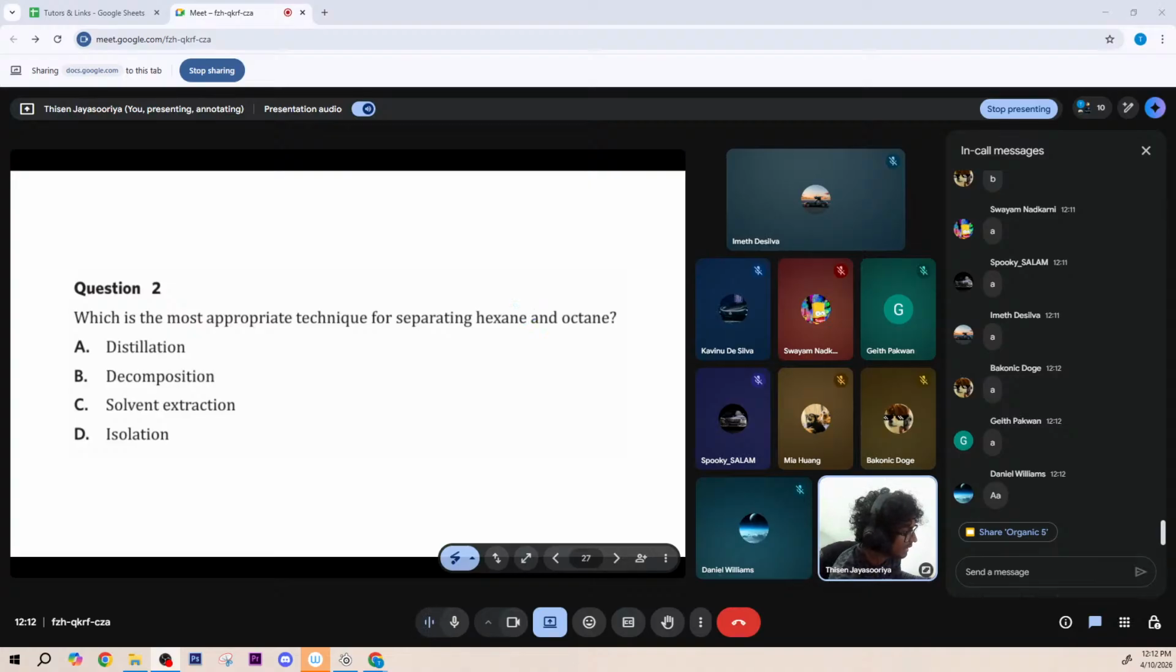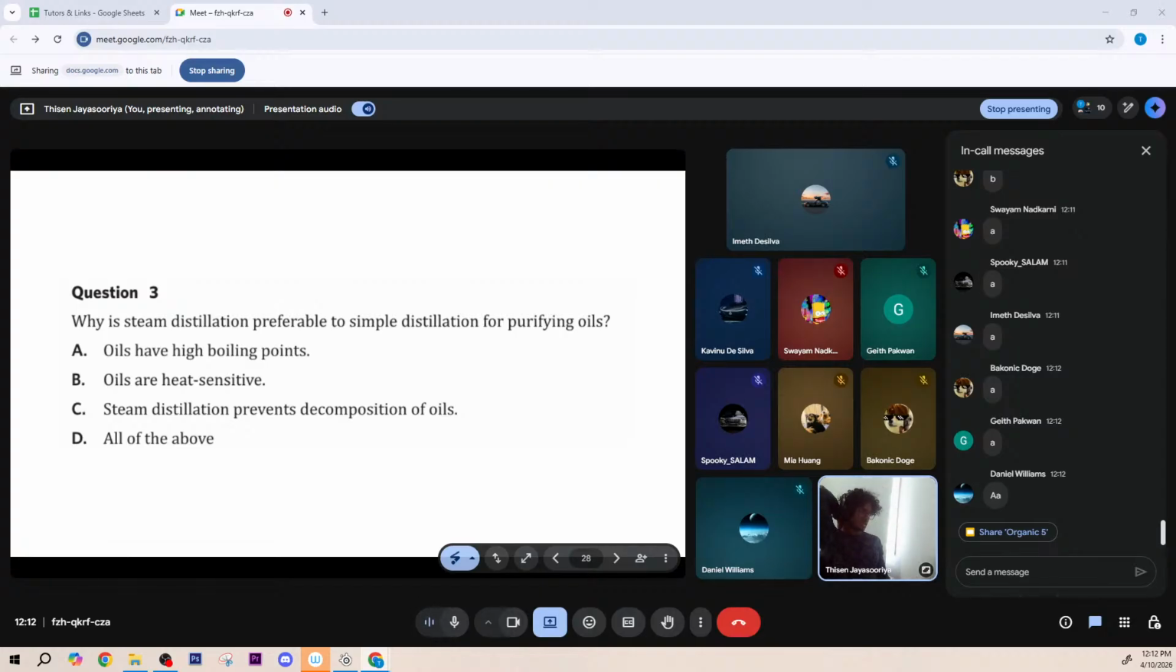Yeah, A is the correct answer here. We have never heard of B and D. In fact, we're probably trying to avoid B and D. And C only works if they are different polarities.